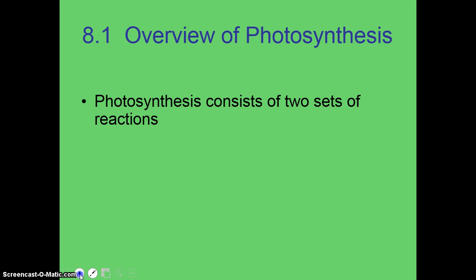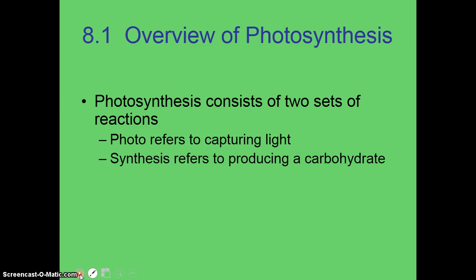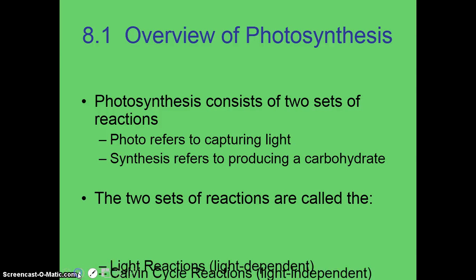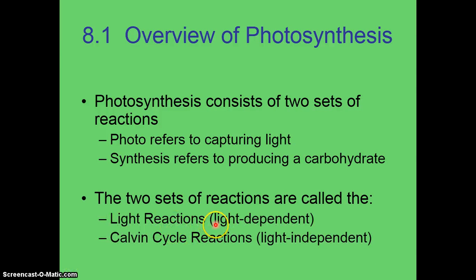Photosynthesis consists of two sets of reactions. The photo refers to light capturing. Synthesis refers to producing a carbohydrate. So they're breaking up your words again into prefixes and suffixes. Photo is light, synthesis is producing. The two sets of reactions are going to be called the light reactions, which are light dependent, and the Calvin cycle reactions, which are considered light independent reactions.